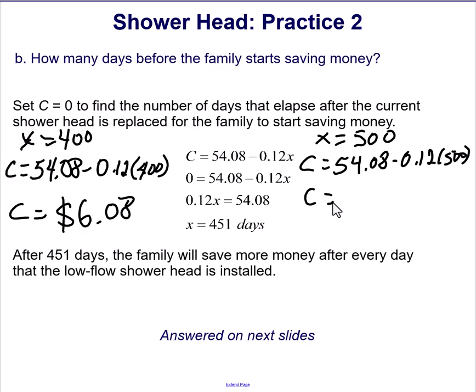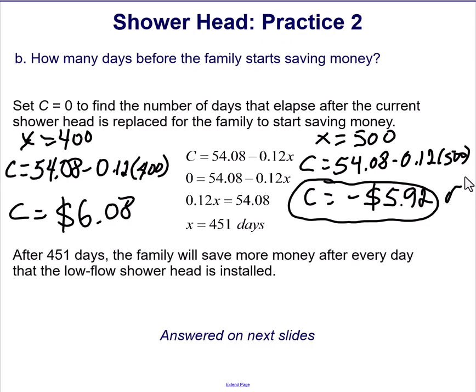And that gives me a value of C is equal to negative $5.92. So this negative right here, let's talk about that. What does that negative value mean? We're talking about how much the family spent after replacing the shower heads. So after 450 days, that's when the cost is the same. The cost is 0. After that, if they're spending a negative amount of money, that means that they're actually saving.